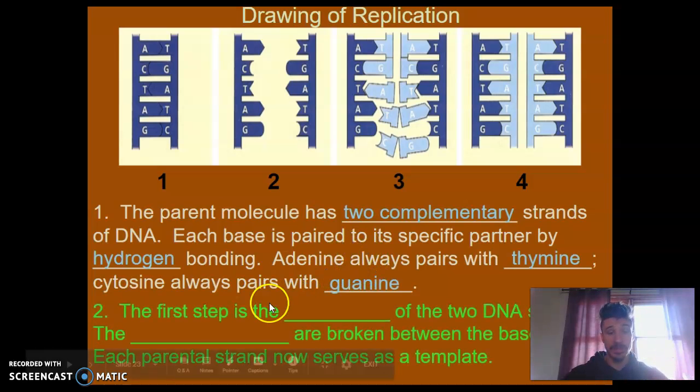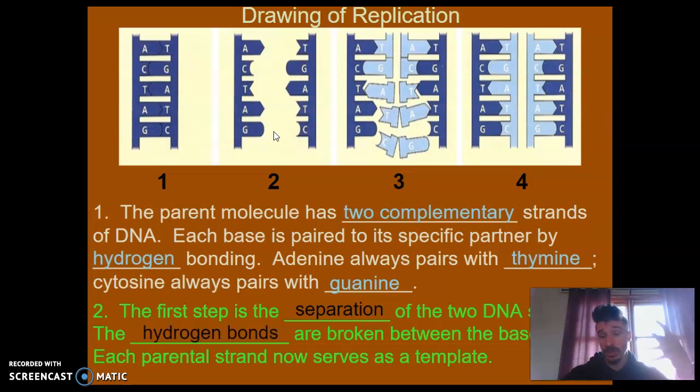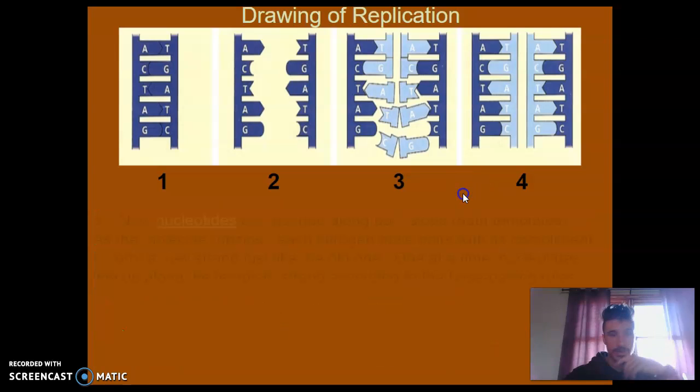So the first step is the separation, which we see happening here in panel 2, of the two DNA strands. The hydrogen bonds are basically broken. That's how the separation occurs. And now each parental strand serves as a template strand for an entirely new DNA molecule. So we had one DNA molecule, we separated it, and now in panel 3 you see we're going to use each separate strand to build a new strand ending with two new DNA molecules, or technically an additional DNA molecule.